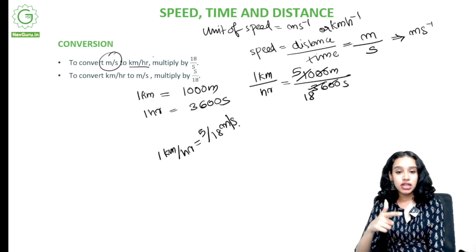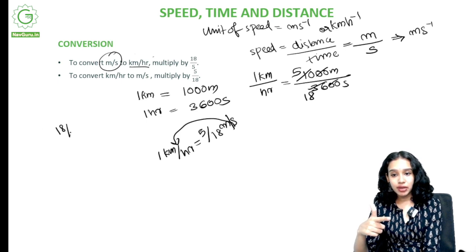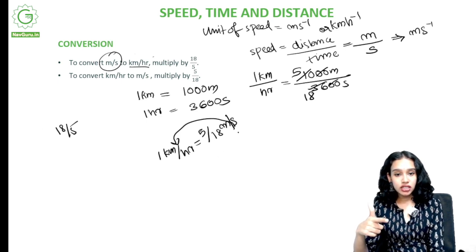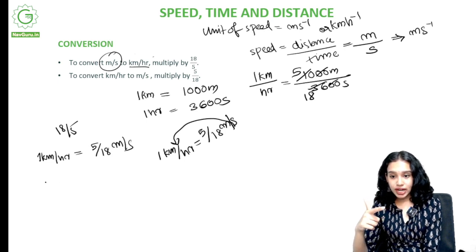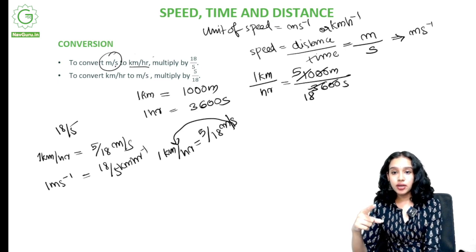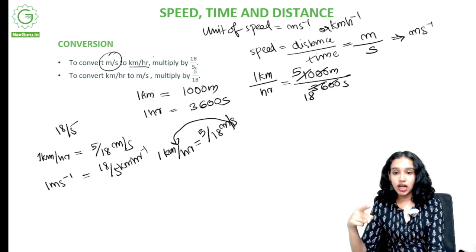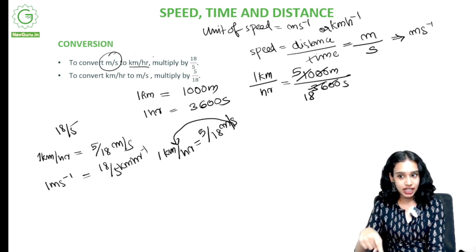So if we have to convert meter per second to kilometer per hour, we multiply it by 18 by 5. How did that happen? So here we got that 1 kilometer per hour is equal to 5 by 18 meter per second, right? Now 1 meter per second would be equal to 18 by 5 kilometer per hour, right? So to convert meter per second to kilometer per hour, we multiply it by 18 by 5. Now to convert kilometer per hour to meter per second, we multiply it by 5 by 18, right?